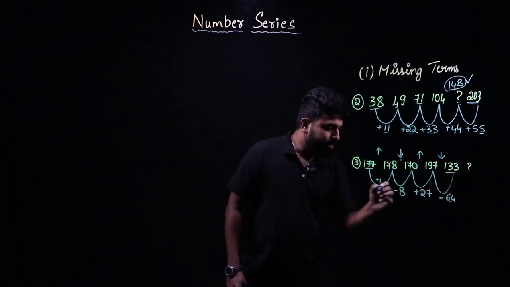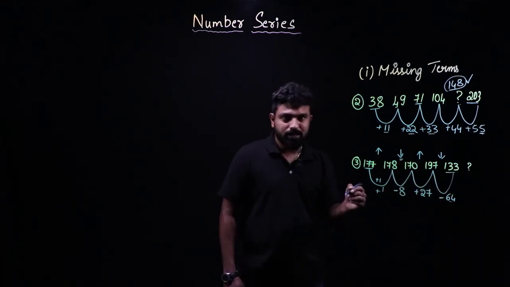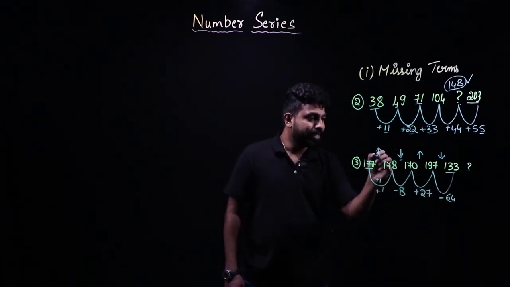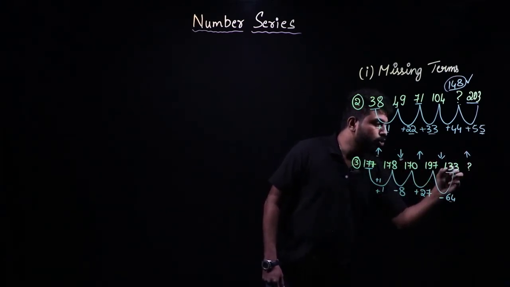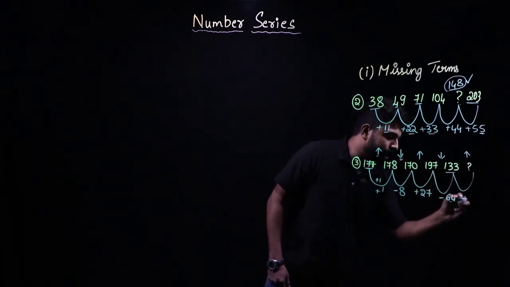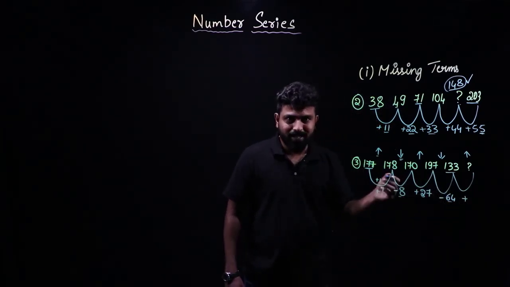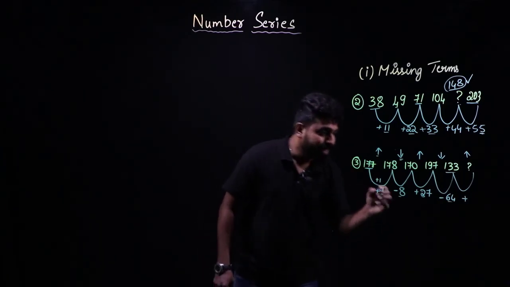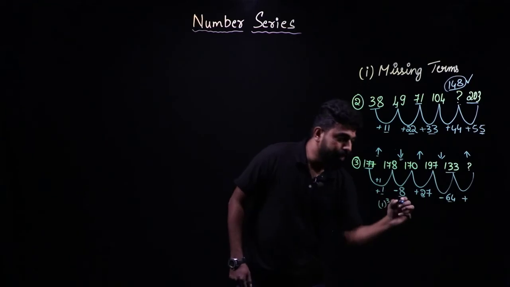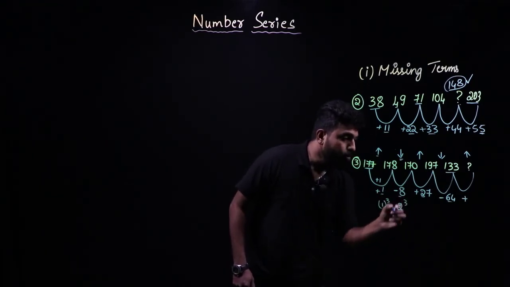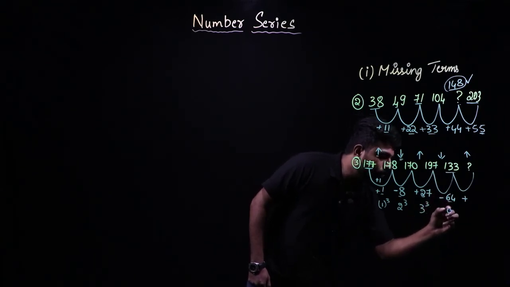So when you look at these terms, plus 1, minus 8, plus 27 and minus 64, what can you understand? Since there is an alternate increase and decrease, next my term should be increasing. So my next logic must have a plus sign here. What about the numbers here? 1, 8, 27 and 64. What are they? They're cube numbers, isn't it? 1 can be written as 1 cube. 8 can be written as 2 cube. 27 is nothing but 3 cube. And 64 is 4 cube.